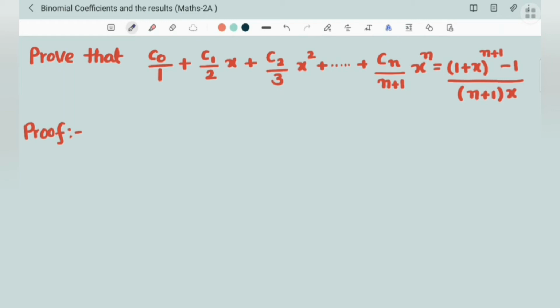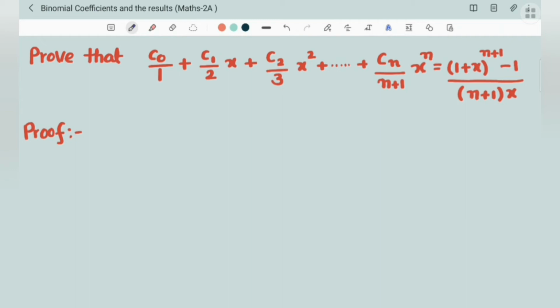Now we will discuss one of the important results based on binomial coefficients. Prove that C0 by 1 plus C1 by 2 into x plus C2 by 3 into x square plus and so on Cn into x power n divided by n plus 1, which is equal to (1 plus x) whole power n plus 1 minus 1 divided by n plus 1 into x.